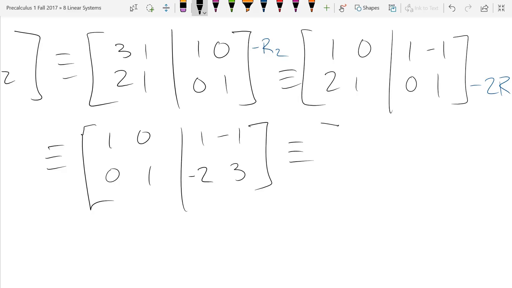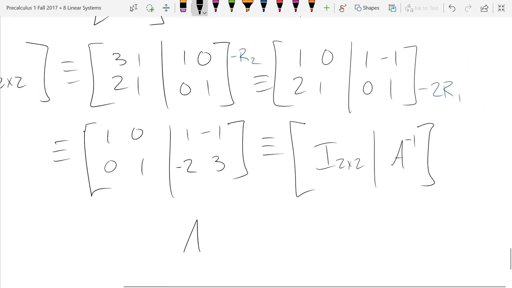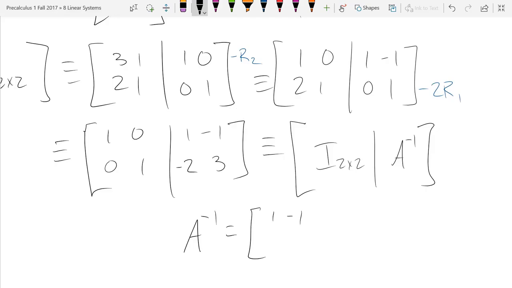So the matrix you're looking at, on the left, we have the identity. That's what we wanted, the 2x2 identity. What we have on the right side is another 2x2 matrix, and it's the inverse of our original matrix A. And we already checked before that this A inverse actually is the inverse. It gives us the identity when we multiply.